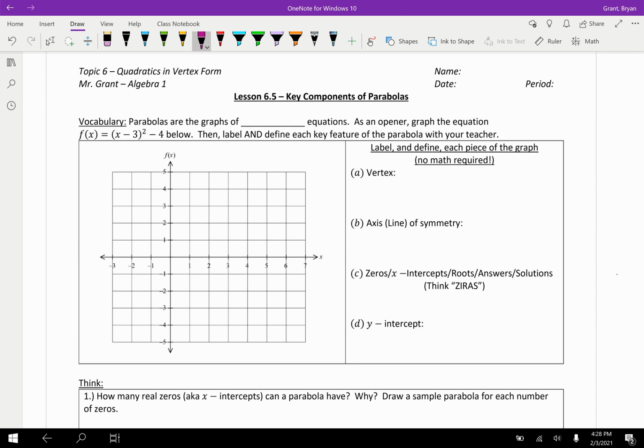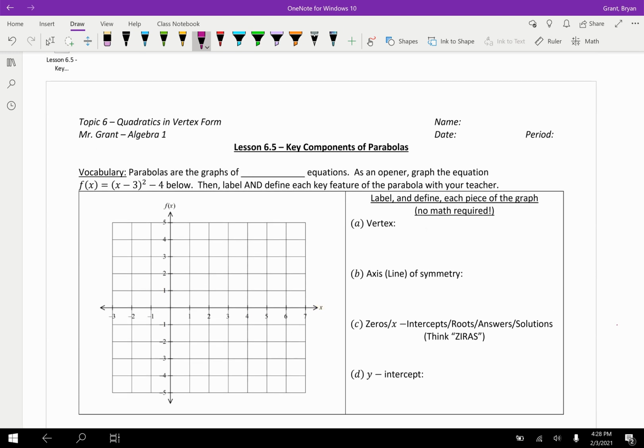We're back with our actual last lesson of Topic 6. And if you remember, Topic 6 was all about quadratics in vertex form. Focusing on that really quickly, and you're going to want to write this at the top of your paper, we learned that quadratic equations are equations that have a square in it. Now, there is more to that, and we will focus on that for the next couple units as well.